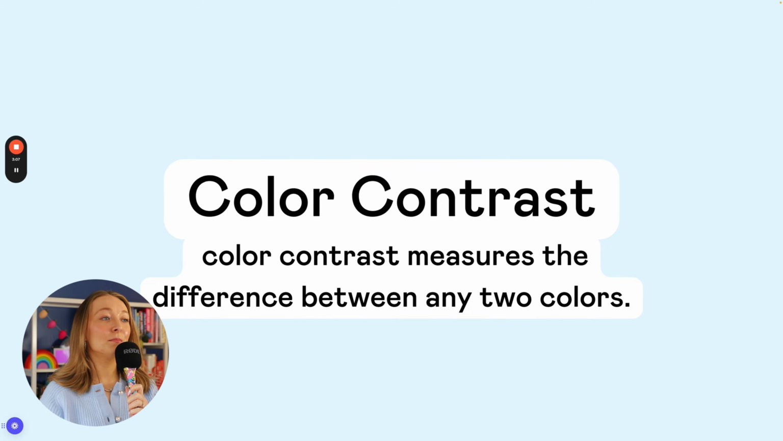Color contrast measures the difference between any two colors. So in its rawest sense, contrast just measures difference. A real life example of color contrast is that my sweater is light blue and the wall is a brighter, darker blue. So there's good contrast between me and the wall. If I had on a navy sweater, it might blend in with the wall. So that would be low contrast.